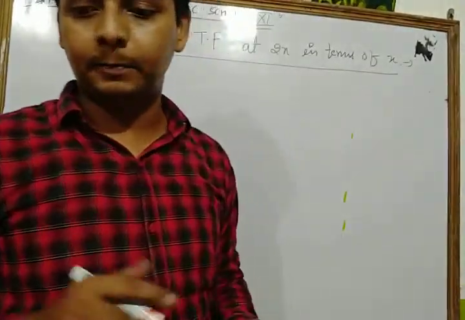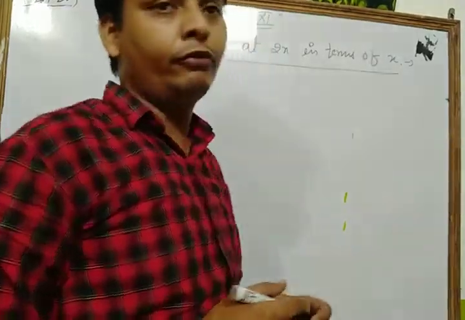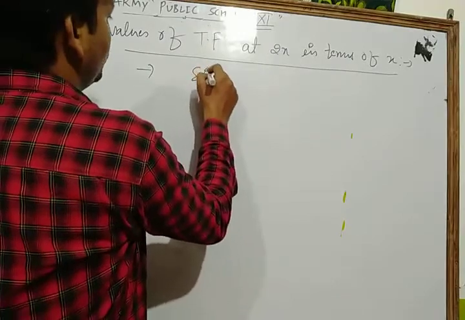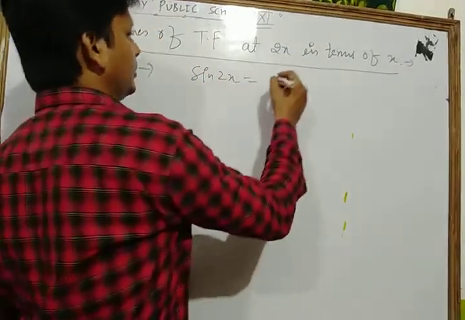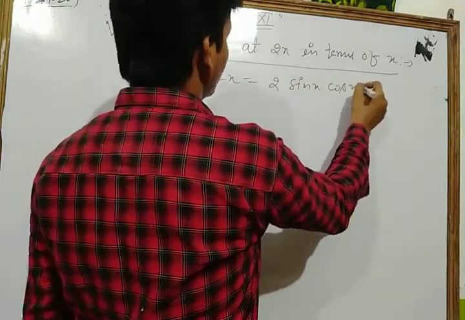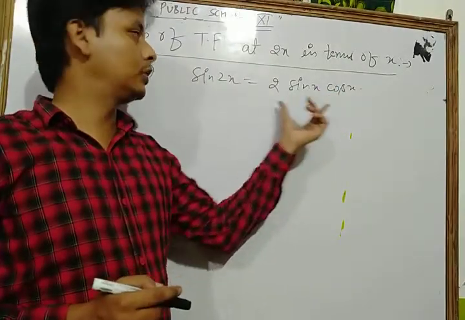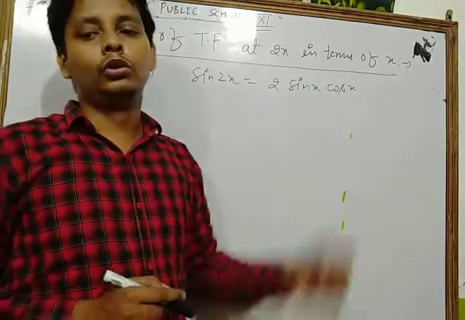Okay, let's see. There are some important formulas for that. First one is sin 2x. The formula for sin 2x is 2 sin x into cos x. This is the formula for sin 2x, which is equal to 2 sin x into cos x.